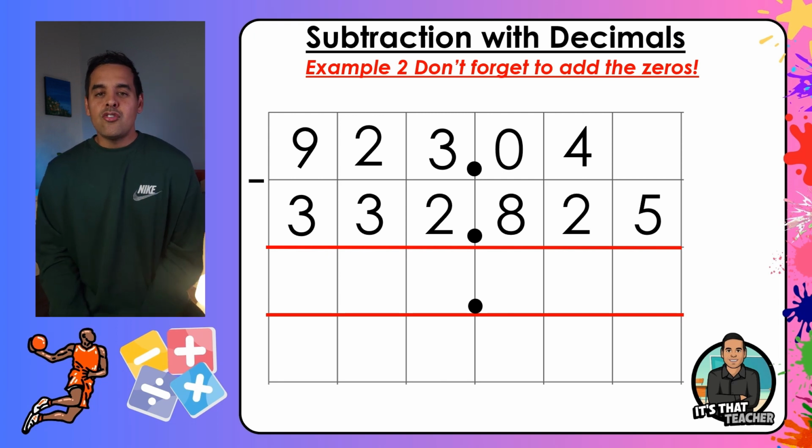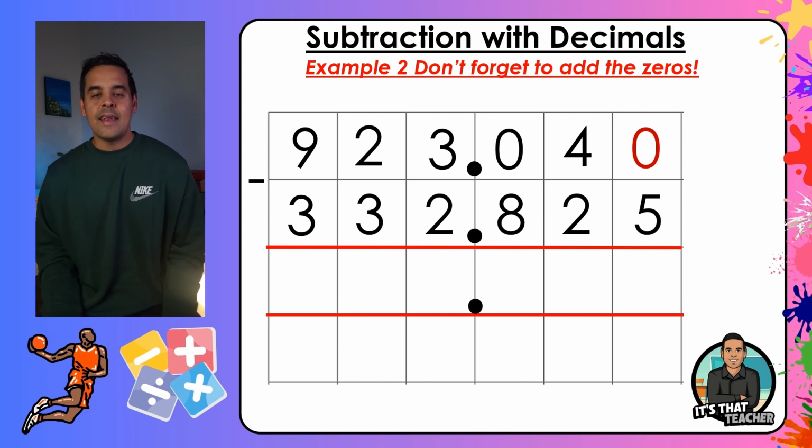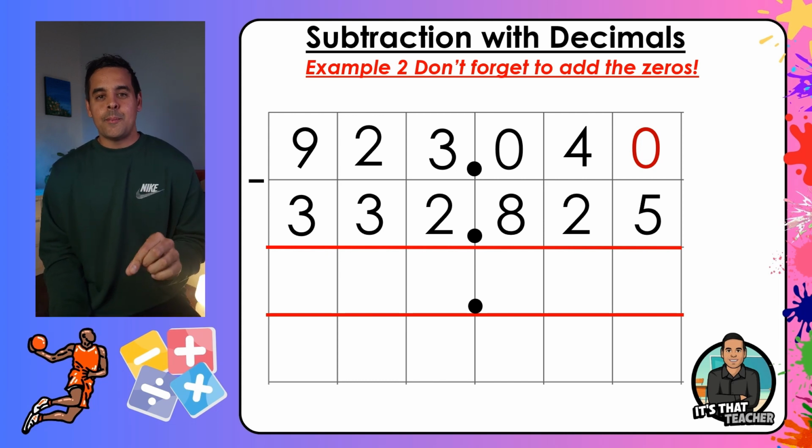So 923.04 take away 332.825. Now, as I said before, make sure you add the 0. I've put the 0 in red to stress that you need to put a 0 there. If you don't put a 0 there, it just becomes a little bit more confusing. This method eliminates that.